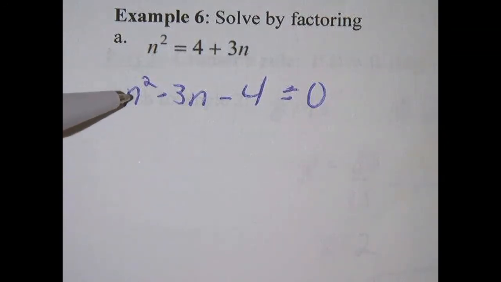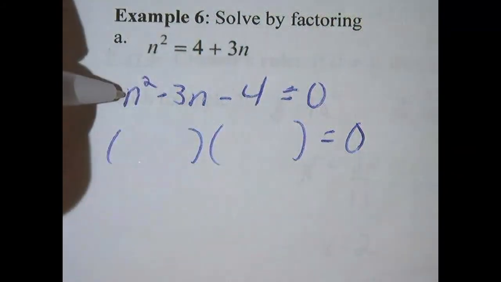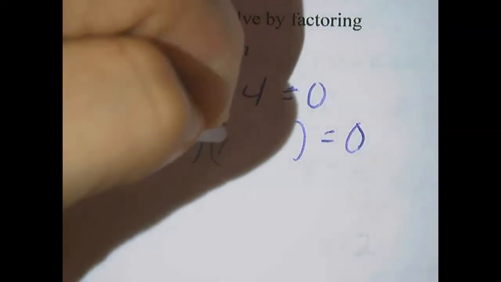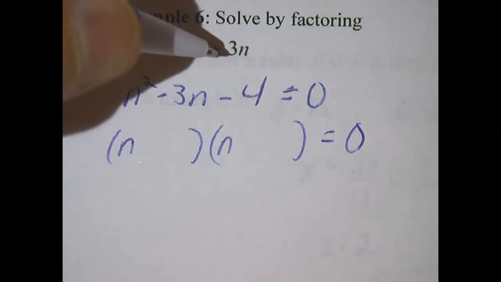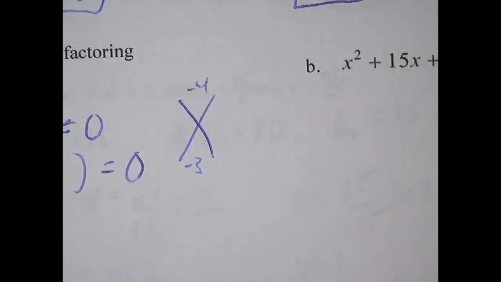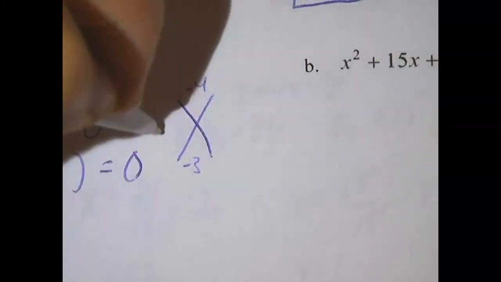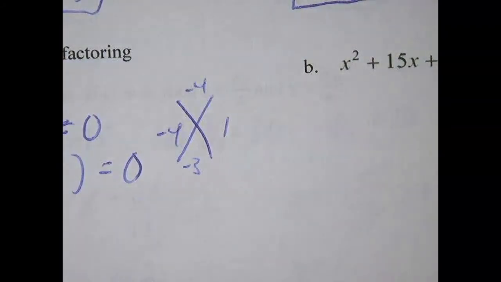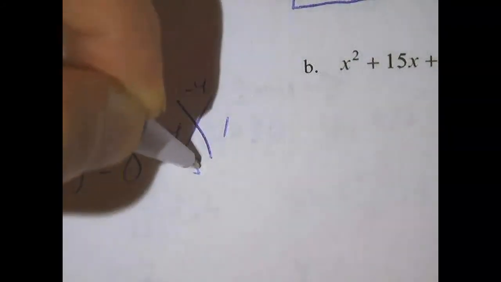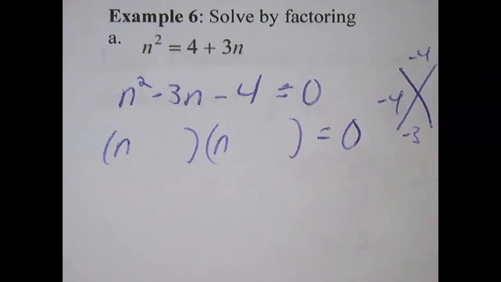Now I'm going to factor this, which I know is just a trinomial with no first coefficient. And I'm just going to factor it. No first coefficient, so n and n. I need a product of negative 4 and a sum of negative 3. So product of negative 4, sum of negative 3. What multiplies to give me negative 4? How about negative 4 times 1? That multiplies to give me negative 4 and adds up to negative 3. So that's what goes here.